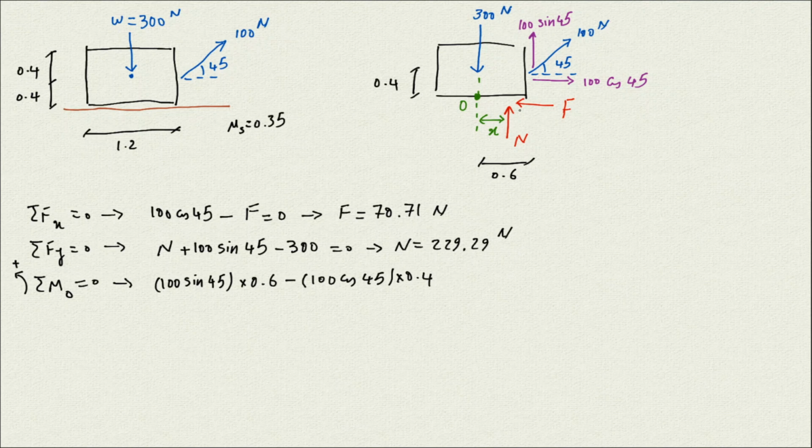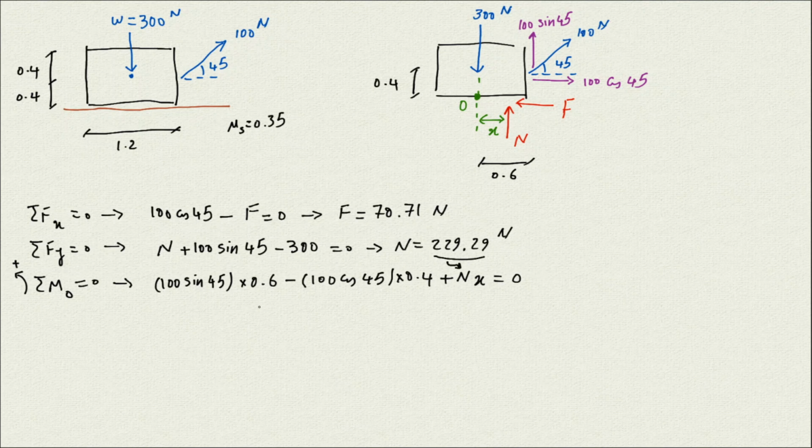And then I have the N. If I go ahead, I have the N value, and its normal distance is x, and about point O it is going to rotate like that. So it's going to be counterclockwise, therefore it's positive. That's going to be 0. And we know the magnitude of N from here, so we can just substitute this value for the N.